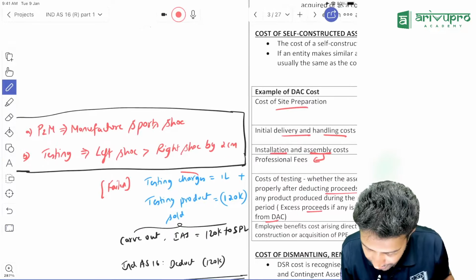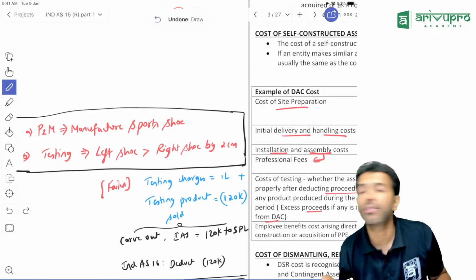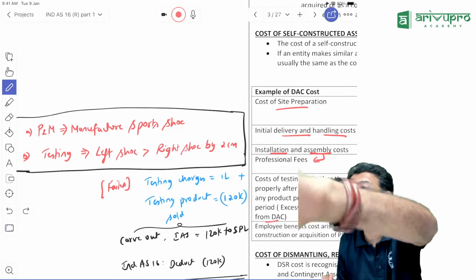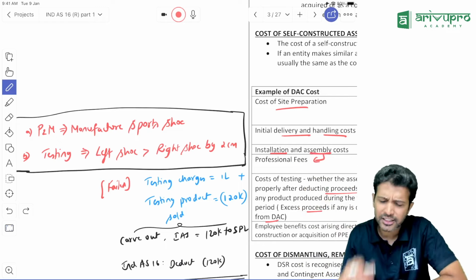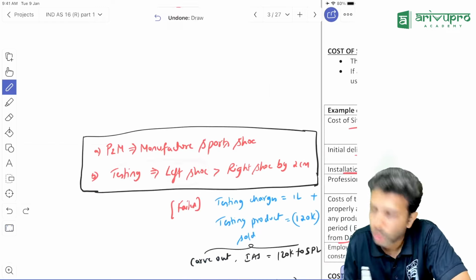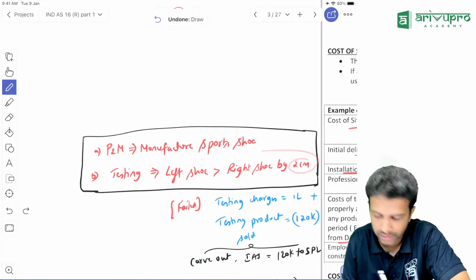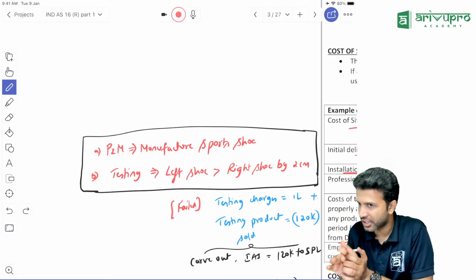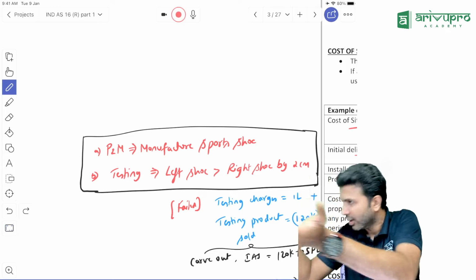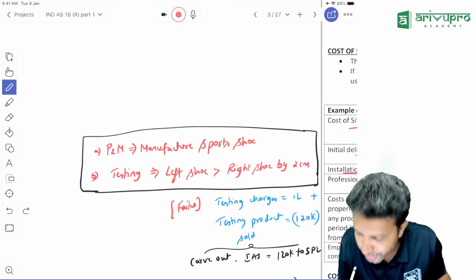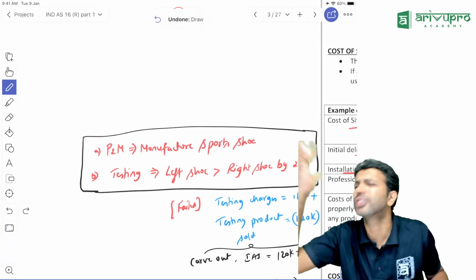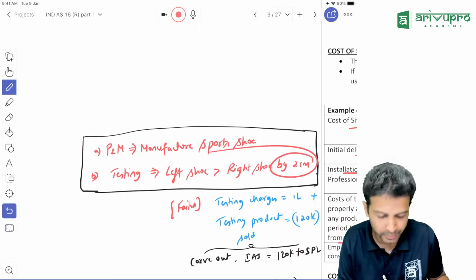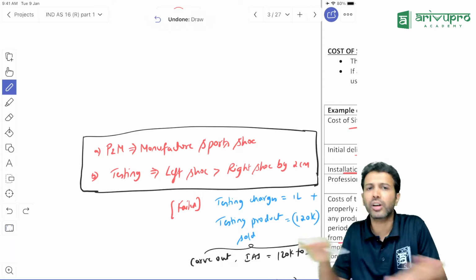Puma did the testing, and what was the result of the testing? Passed or failed? Failed. Failed means, did they get the right quality of the shoe or not? They did not get it. Let's take an example like this: the left shoe is bigger than the right shoe by 2 centimeters. They are using plant and machinery, and from plant and machinery they got a shoe. One shoe is bigger than the other by how many centimeters? 2 centimeters. But these guys are very quality specific. Will they accept this, or does it get rejected?